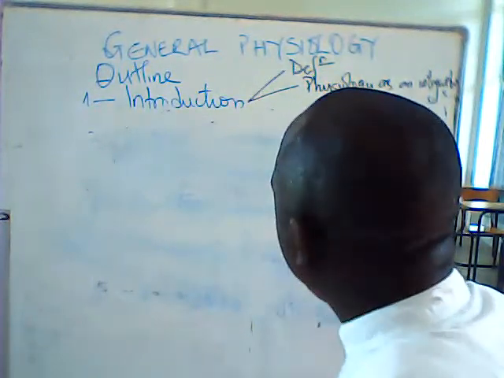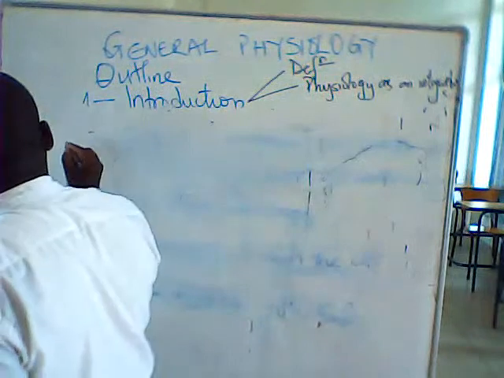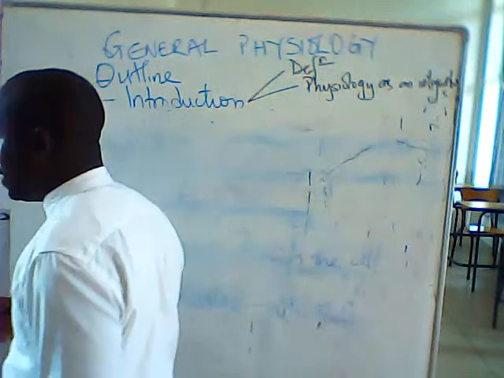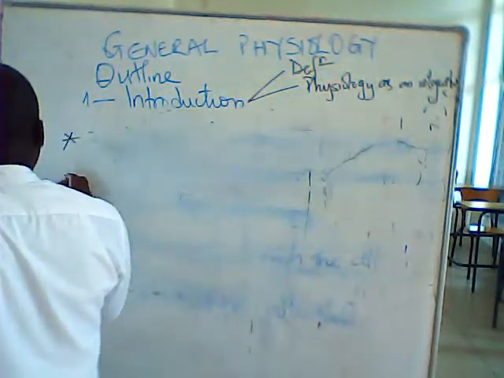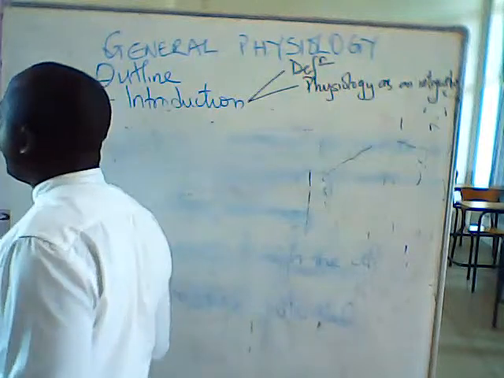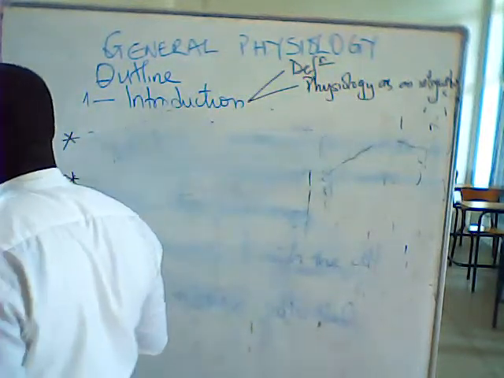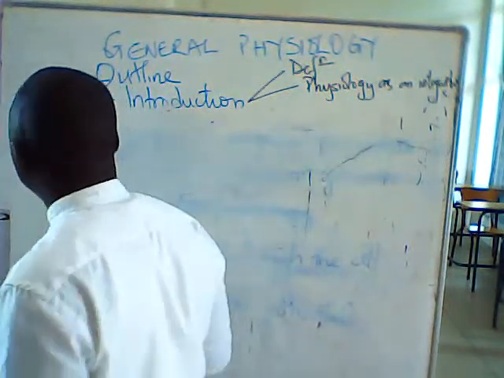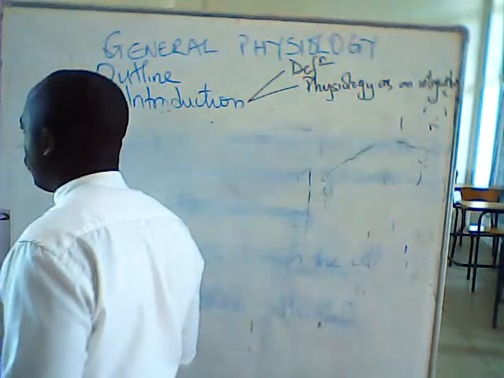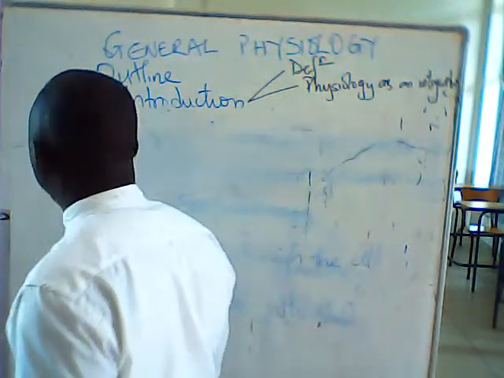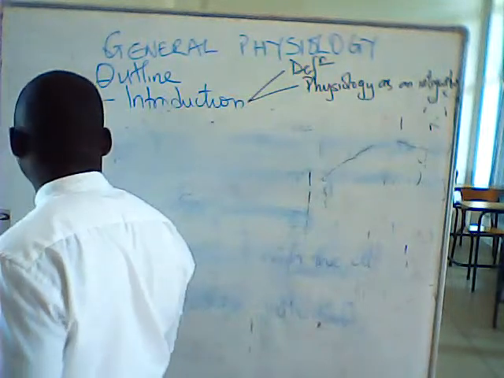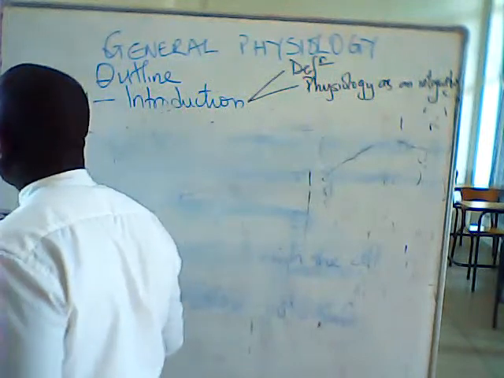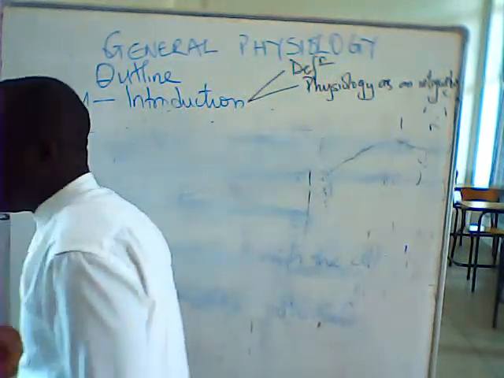So we're looking at, for the introduction, I said by the end of this course today, you should be able to define physiology. You should also be able to outline briefly the history of physiology, okay? And you should also be able to explain what it means by physiology as an integrated science, okay? And lastly, you should also be able to list the systems of the human body and their functions, okay?